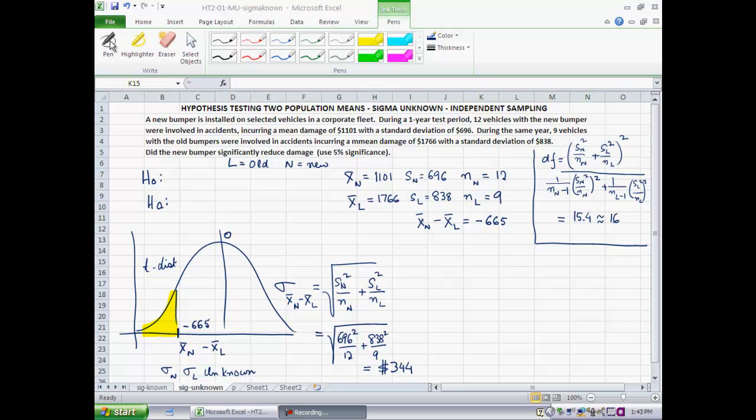In this segment, we'll work a problem on hypothesis testing involving two population means, but this time the population standard deviations will not be known for either one of them. So the problem setting we have is the following.